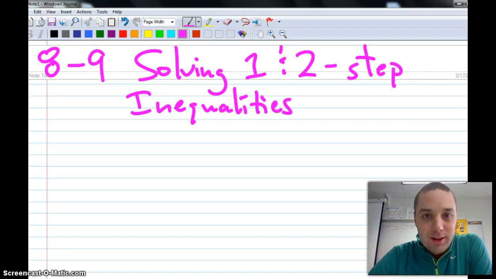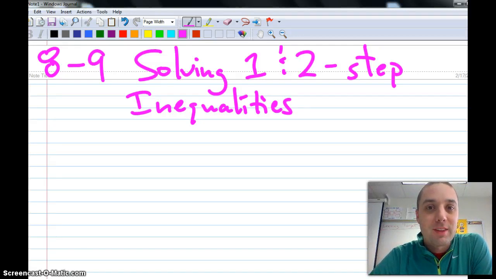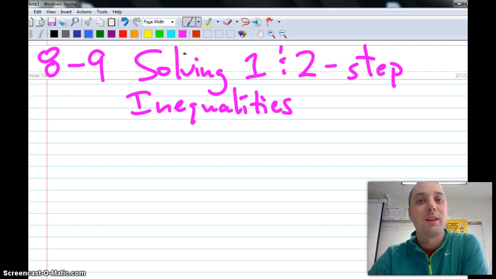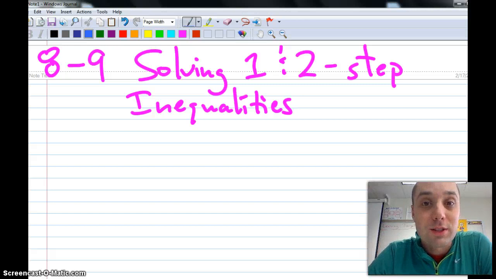Hey everybody, we are in Chapter 8, Lesson 9, and in this flipped lesson we're going to be learning about 1 and 2 step inequalities. If you think back, previously we had spent some time learning solving 1 and 2 step equations, and now it's going to be the exact same idea except with inequality signs.